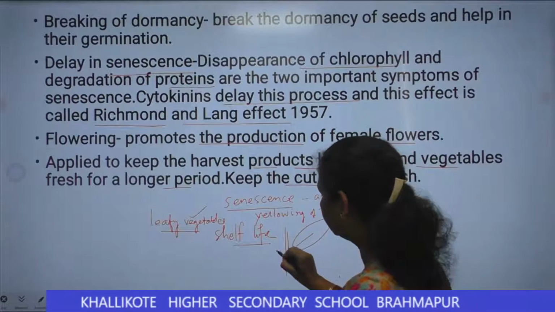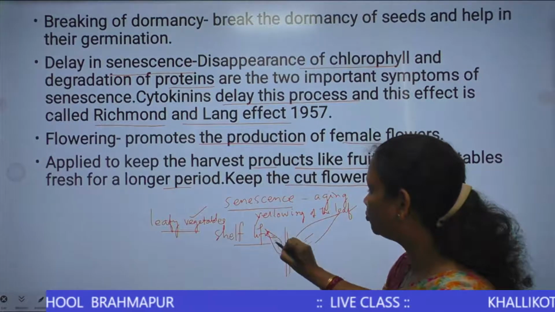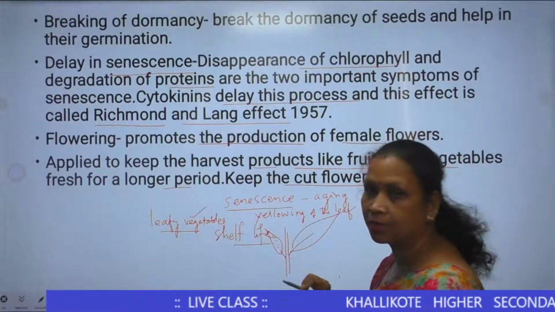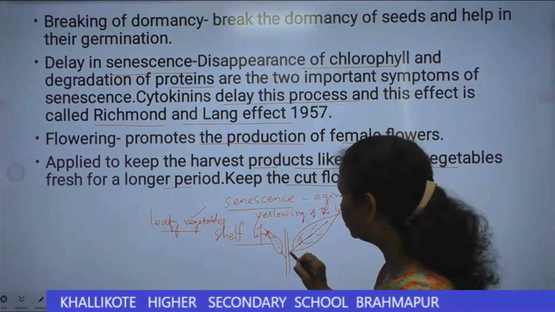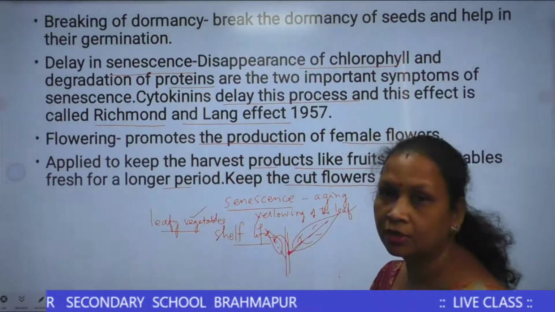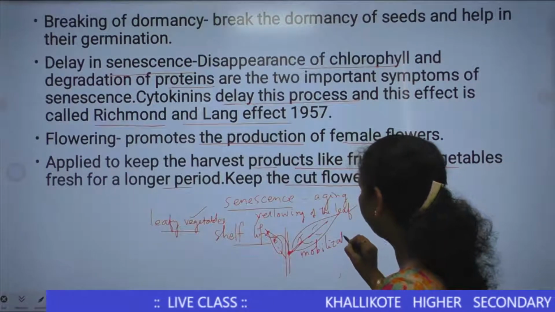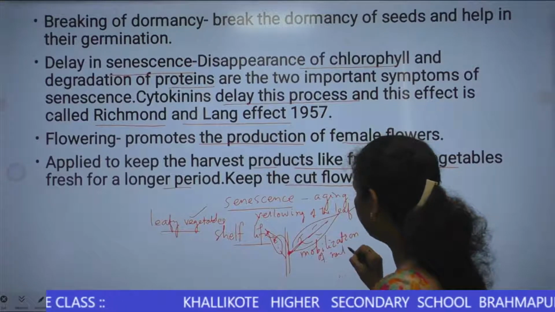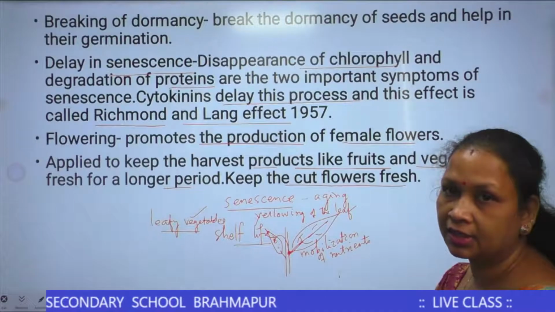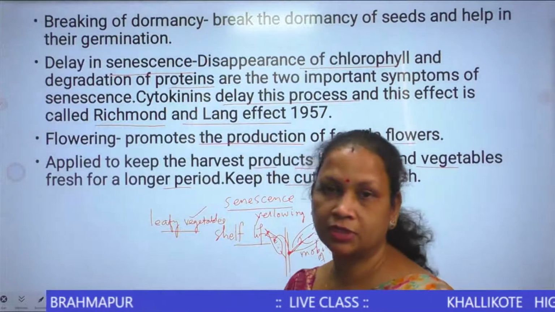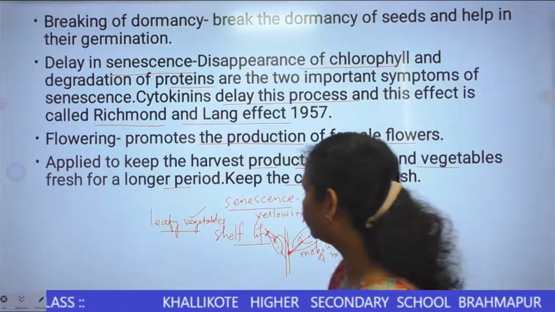Cytokinins are also helpful in mobilization of nutrients in the plant body. Suppose this is a leaf which is healthy and this leaf is diseased. Here cytokinin plays an important role, where the amount of photosynthesis is very less and the amount of food available for the cell is less. The cytokinins help in mobilizing the nutrients from this leaf to this leaf where nutrient is less. So, another activity is mobilization of nutrients in the plant body. So, these are the effects of cytokinins in the plant.